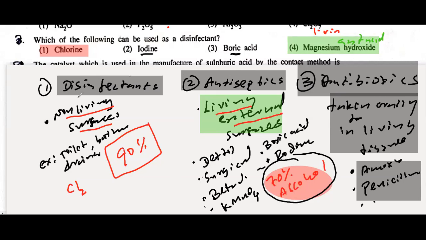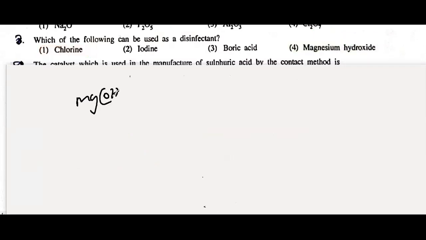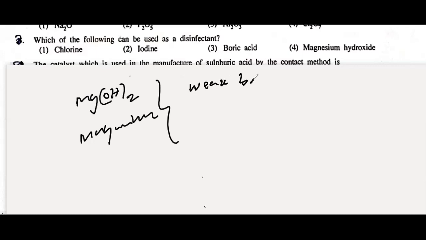Now, magnesium hydroxide, chemical formula Mg(OH)2. The name is magnesium hydroxide, right? So this is a weak base, and this weak base is also known as an antacid. What is the other widely used antacid? Aluminum hydroxide. Weak base, and it is an antacid.